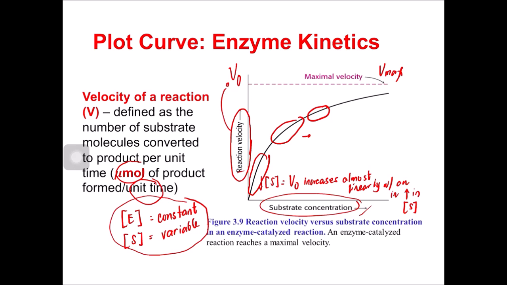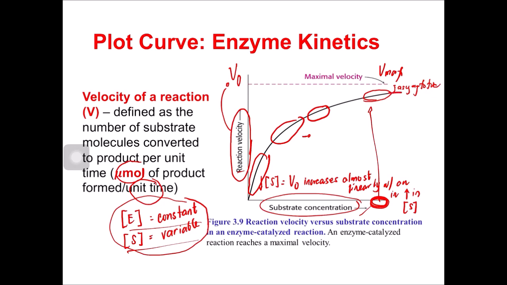And at even higher substrate concentration, you can see that V naught almost reaches the Vmax asymptotically. Pag sinabi nating asymptotically, it's too close but it never intersects with the Vmax. Asymptotic yung graph. So that's what can be seen on the graph kapag sa enzyme kinetics with constant enzyme and varying substrate concentration.